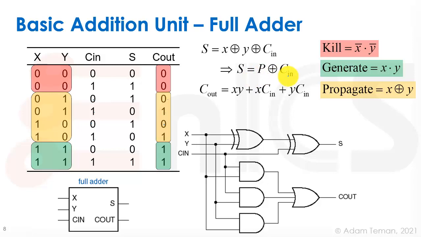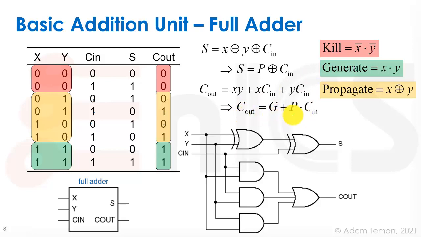So propagate XOR carry in, that's one way of writing the sum. And the carry out, which is maybe more interesting, can be written as generate or propagate times the carry in. So what does that mean? We get a carry out equal to one if we have generate. Independently of what happens with carry in, generate will always bring a one as a carry out. It's generating the carry out.